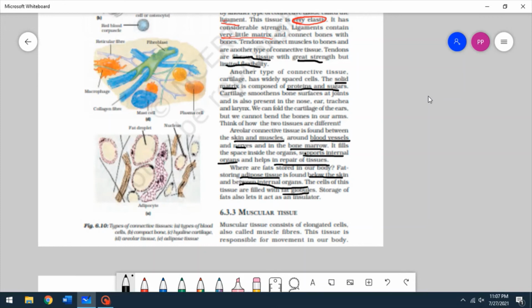Storage of fats also lets it act as an insulator, that is, it regulates body temperature. That's another way of saying insulator. If you have trouble remembering the word insulator, you can say it regulates body temperature or it controls body temperature.